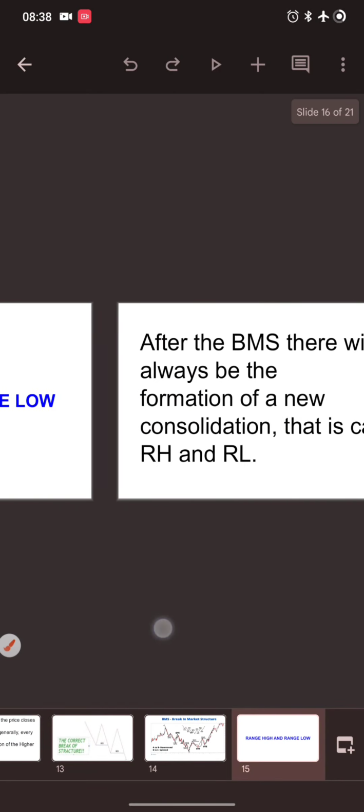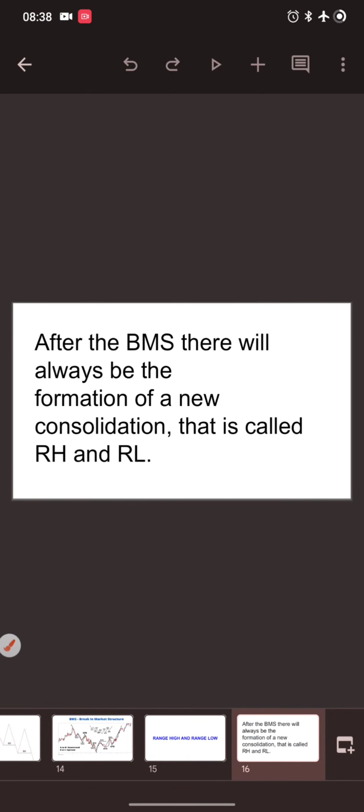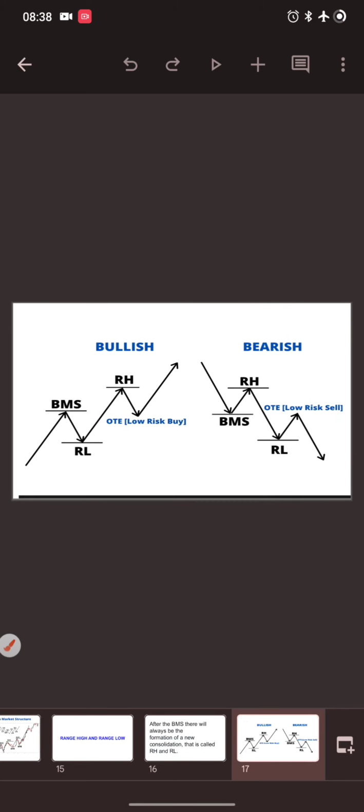So, range high and range low. After the break of structure, there will always be a formation of a new consolidation. That is called the range high and range low. So range high and range low is basically the end point of the initial retracement and the starting point of the new retracement. That's what they call a range high and low.